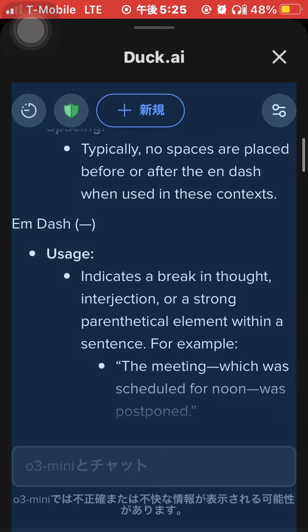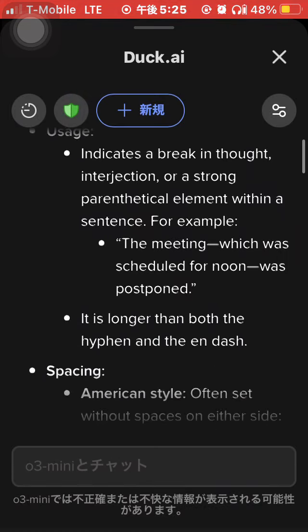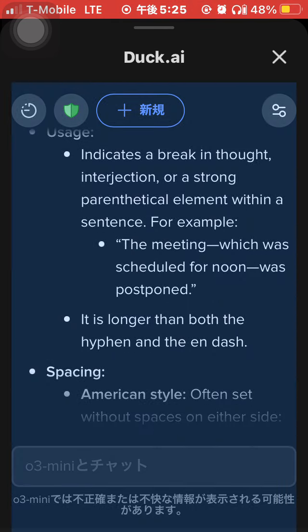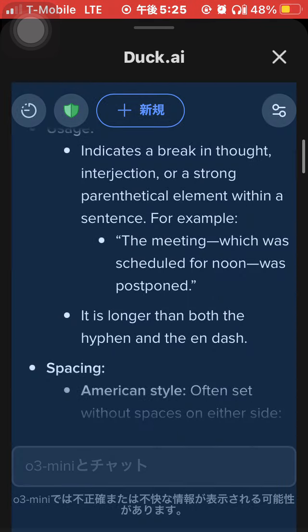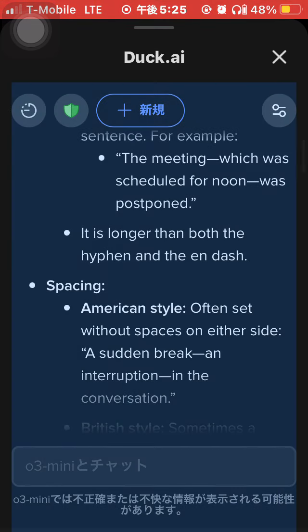Em dash. Usage: indicates a break in thought, interjection, or a strong parenthetical element within a sentence. For example, the meeting—which was scheduled for noon—was postponed. It is longer than both the hyphen and the en dash.